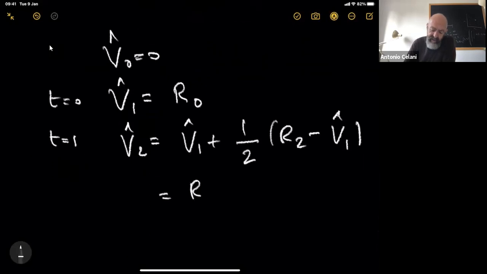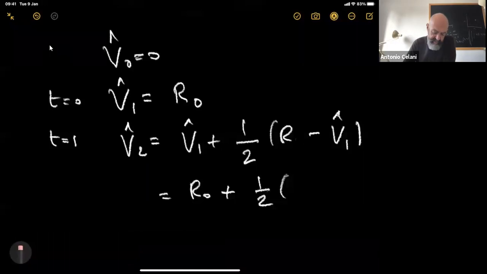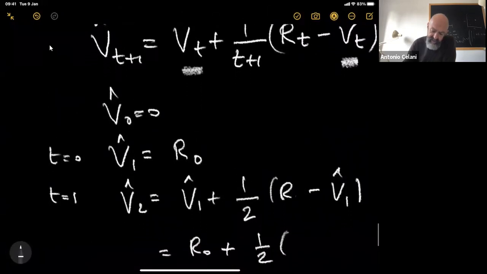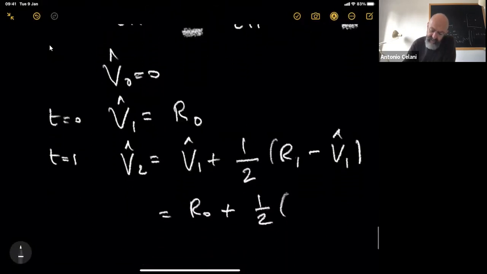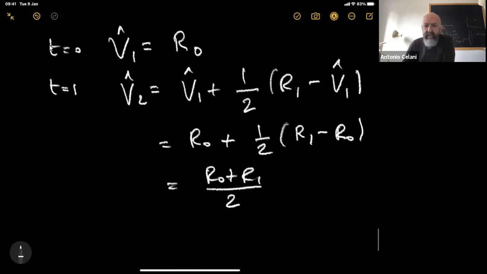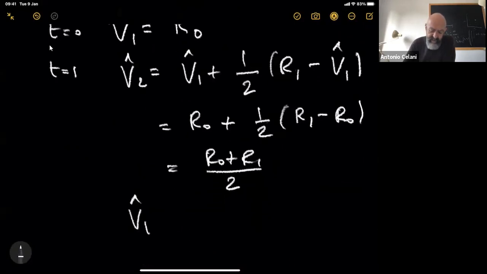All right, so this is R0 plus 1/2. Sorry, why did I put R2? I promised that there will be confusion, and confusion it is. So this must be R1. So this is R1 minus R0. But this is R0 plus R1 divided by 2. Should I go on? Can you guess what this will be?